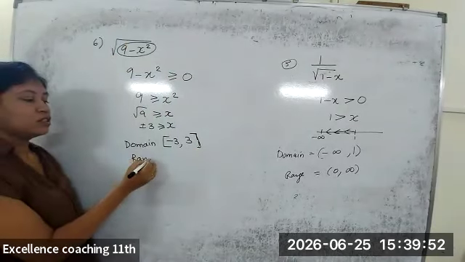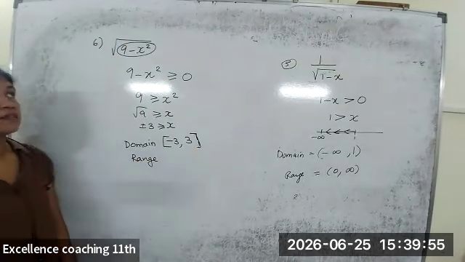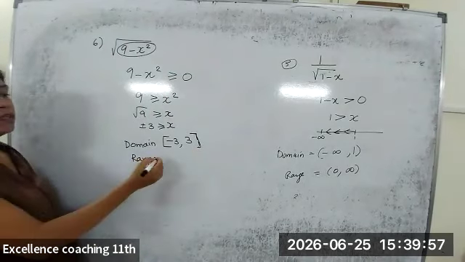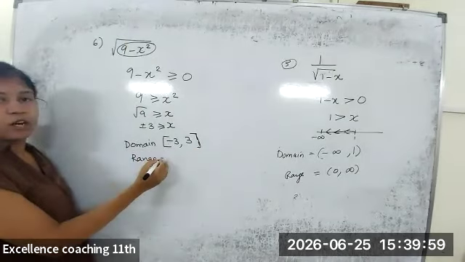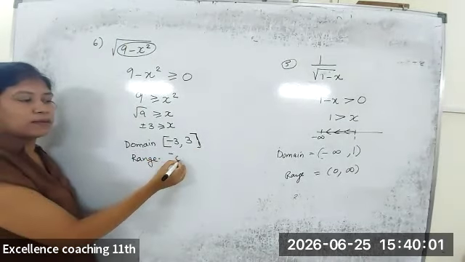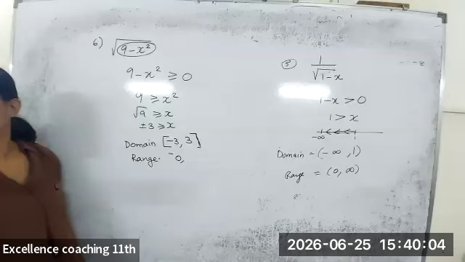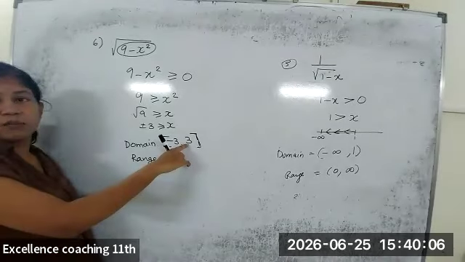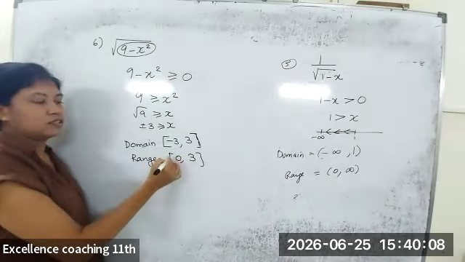Now range. Negative answers you cannot get as output. So where the number starts from, I told you, is always 0. But now this will not go to infinity. What is the maximum over here? 3. You have to stop at 3.